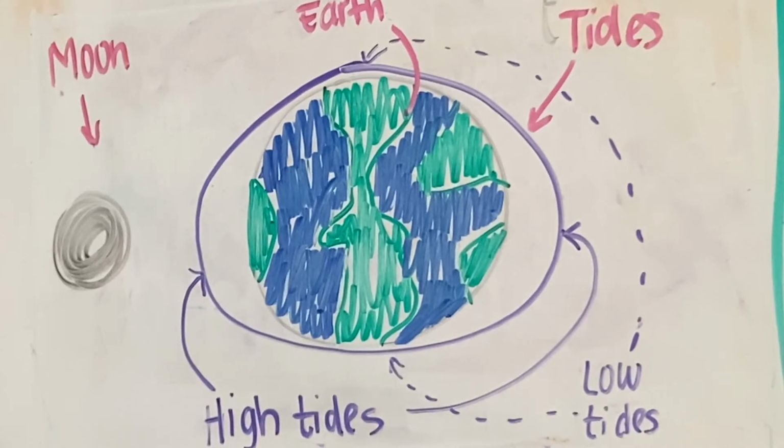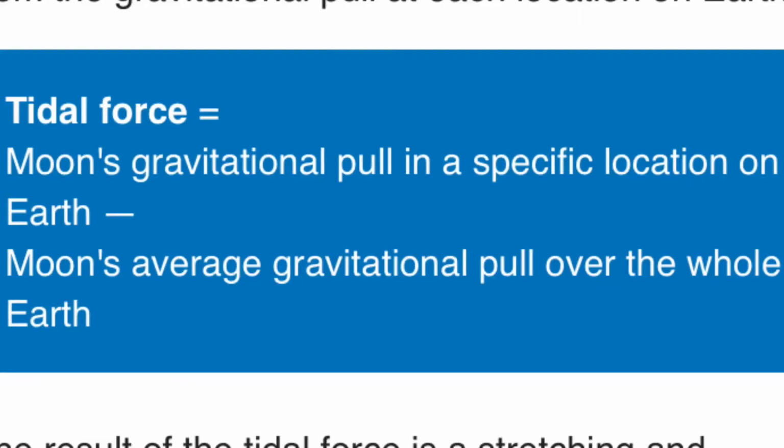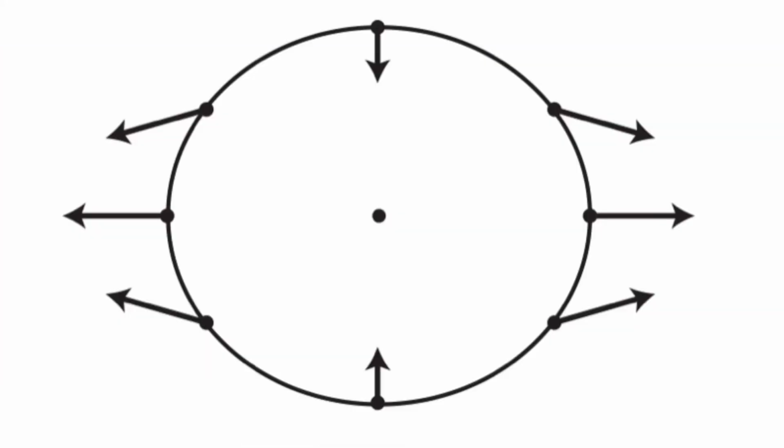On the opposite side of the Earth, furthest away from the moon, the gravitational pull is at its weakest, and at the center of the Earth it is approximately the average of the moon's gravitational force. So the tidal force is the maximum moon's gravitational pull in a specific location on Earth, or where there is a high tide, minus the moon's average gravitational pull on the Earth as a whole. So like I said before, the areas that are closer to the moon will look like they have a stronger gravitational force being enacted on them because they do.